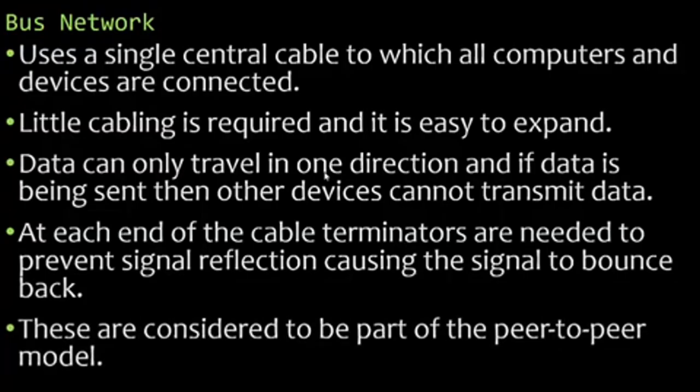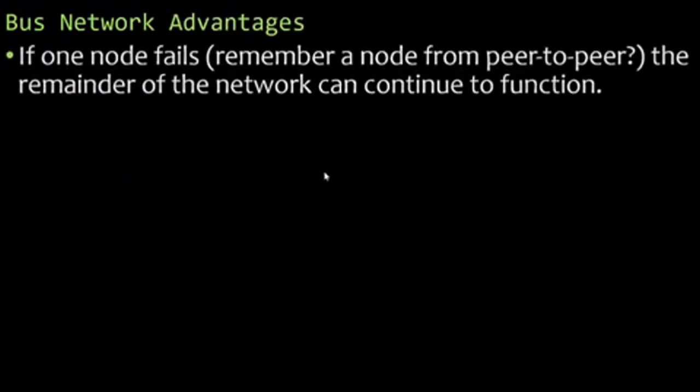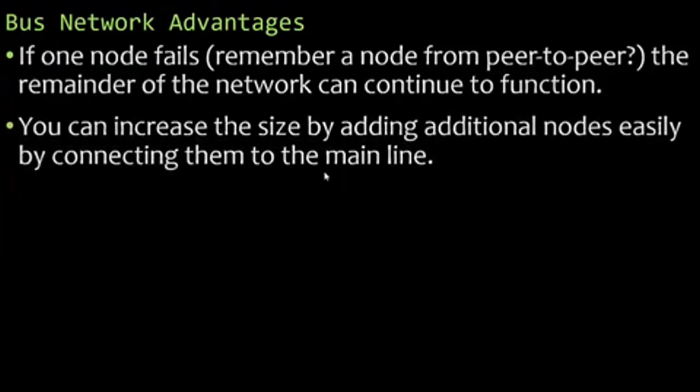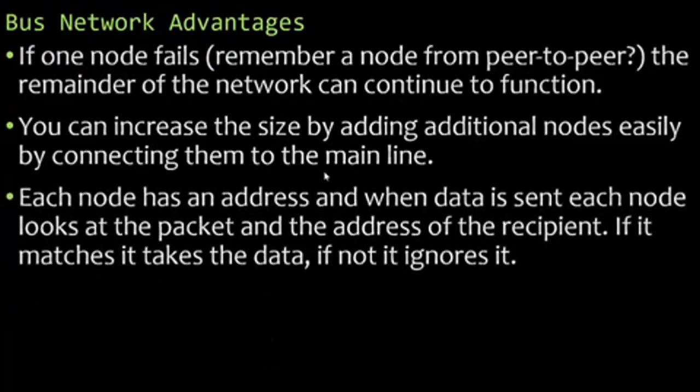Now, these are considered to be part of the peer-to-peer model. There is no network they're connected to. They're connected to each other indirectly through the bus line. And that brings some advantages. If one node fails, remember a node, we said from peer-to-peer, the remainder of the network can continue to function. So if we have 5 computers connected to the bus line, the main line, and one goes down, who cares? We can keep going. It's not going to shut down the entire company. We can increase the size by adding additional nodes easily by connecting them to the main line. I don't need to run all kinds of new line. We have that main line that we can use.